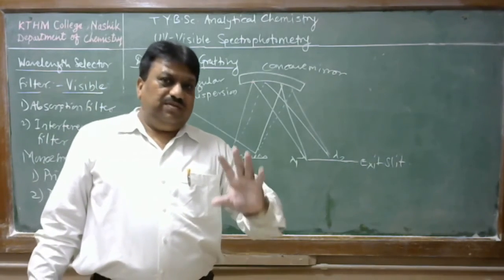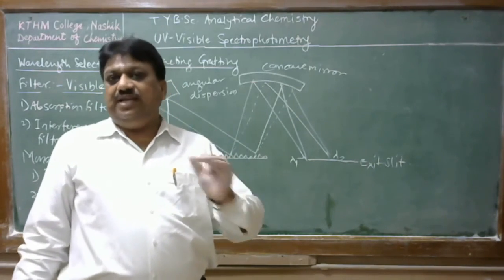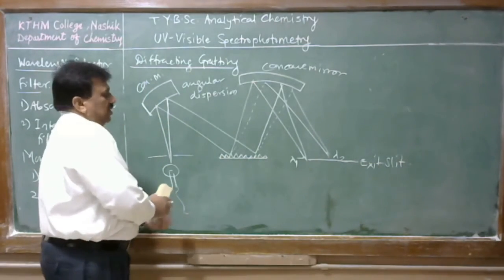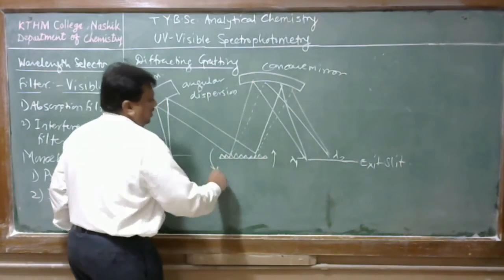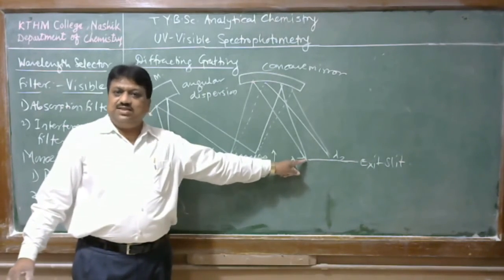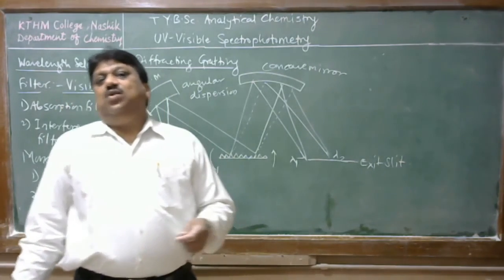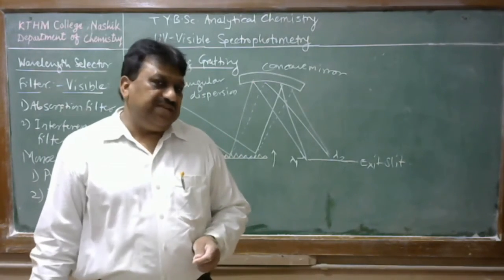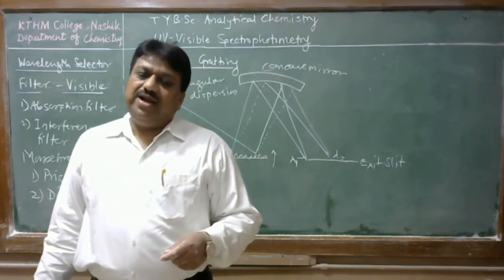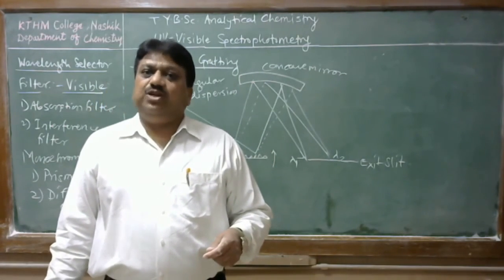In an instrument, this diffracting grating is rotated in such a way that a specific wavelength is obtained in front of the sample cell. Therefore, by rotating this diffracting grating either in this direction or in this direction, specific radiations are obtained on the sample cell. In this way, there are the four types of monochromator. One is the absorption filter, second is the interference filter. Absorption and interference filters are used in the visible region, while the prism monochromator and diffracting grating monochromator are used in spectrophotometry.